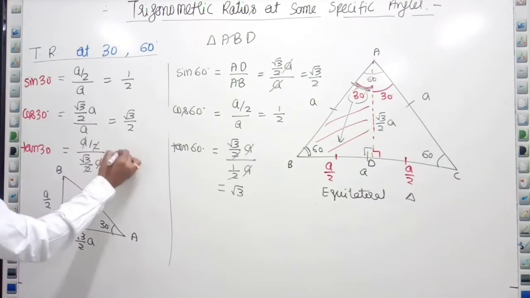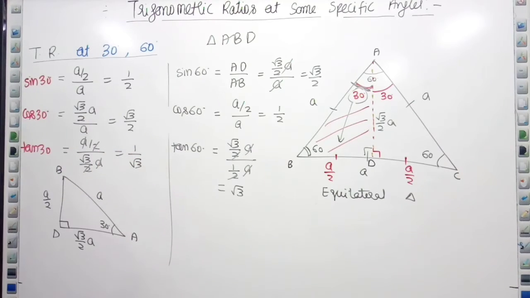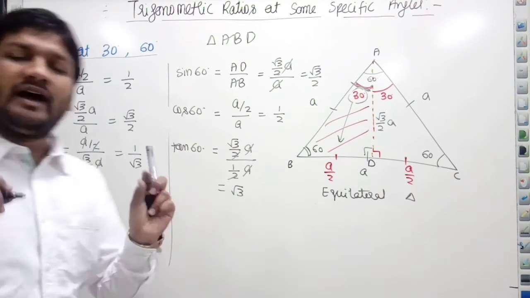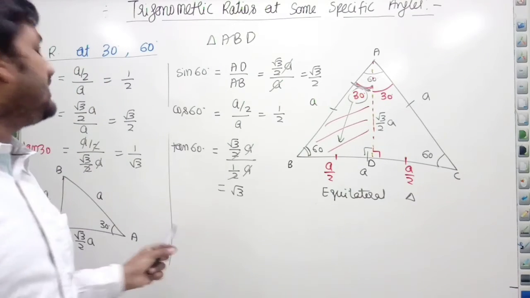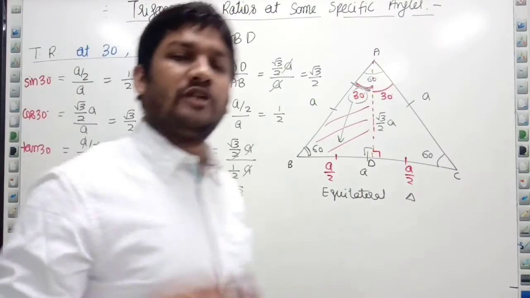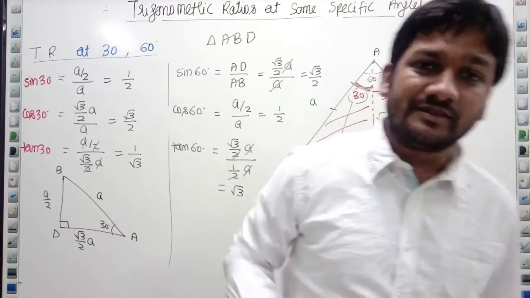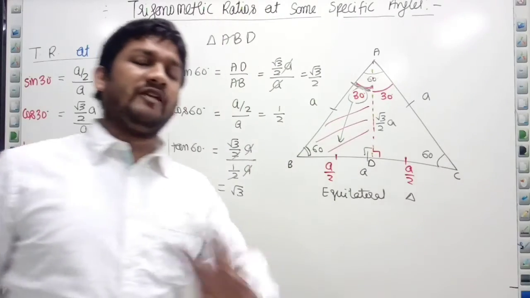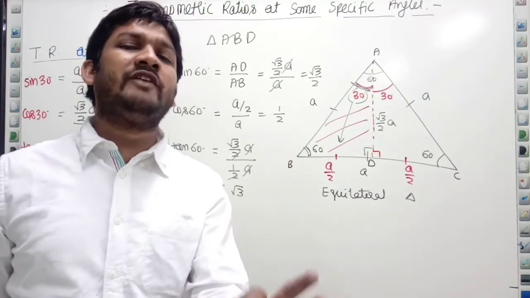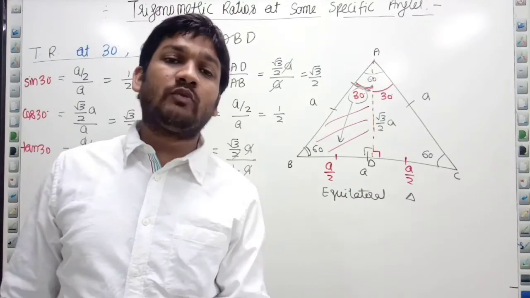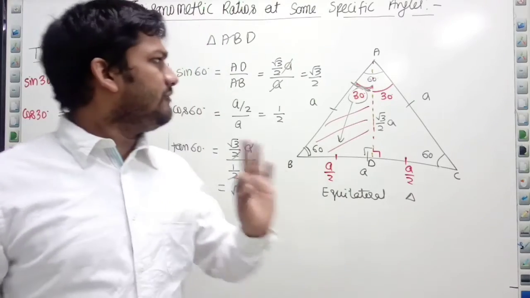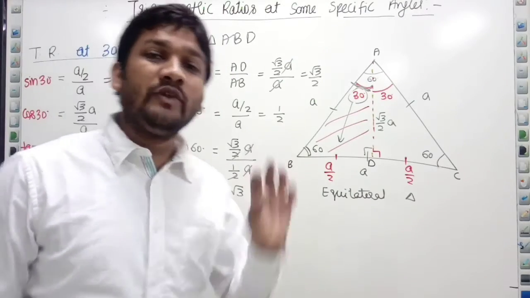Cancel, 1 upon √3. So by the same triangle I have calculated sin 30, cos 30 and tan 30 also. I have told cosec, sec, cot we can calculate by reciprocal. So remember, whenever we need to calculate for 45 degree, we'll take an isosceles right angle triangle. Whenever we need to calculate for 30 and 60 degree, we can take an equilateral triangle.